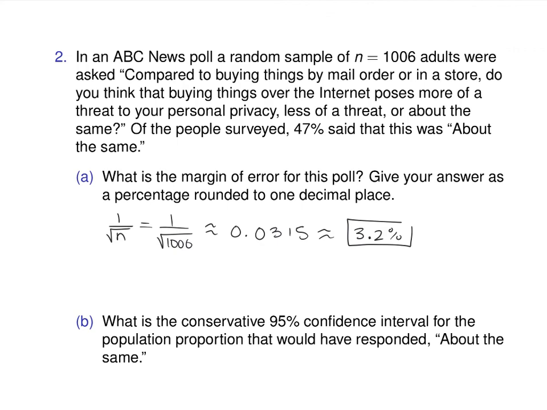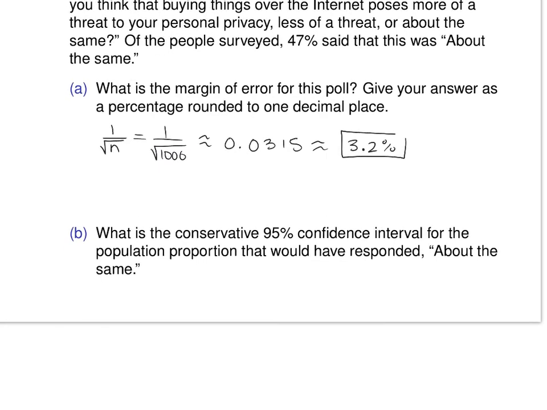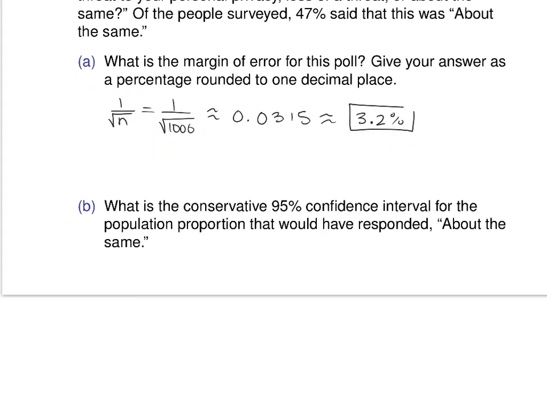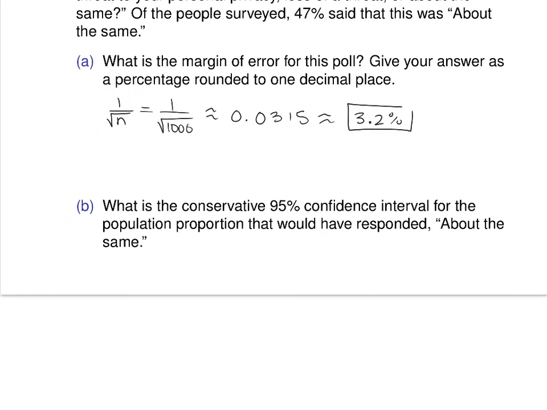What is the conservative 95% confidence interval for the population proportion that would have responded about the same? Well, that is found by taking 47% plus or minus this margin of error, 3.2%, or gives us an interval from 43.8% to 50.2%.